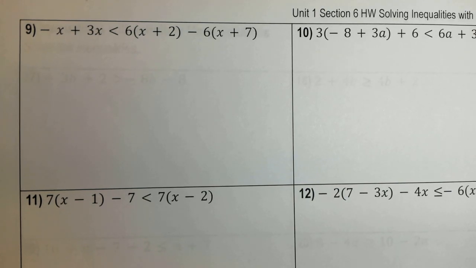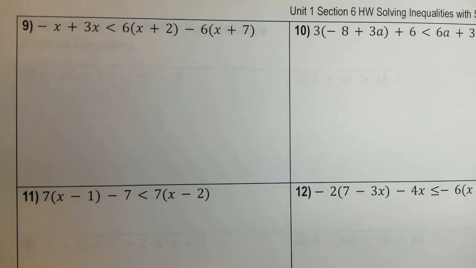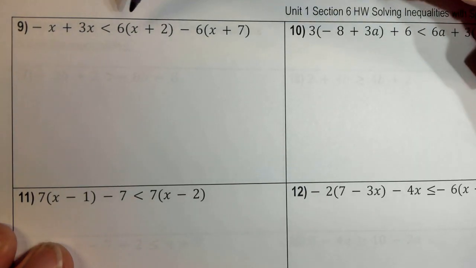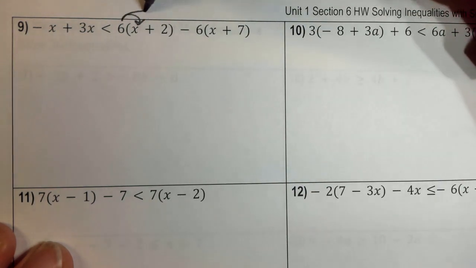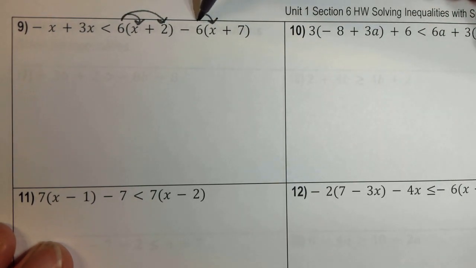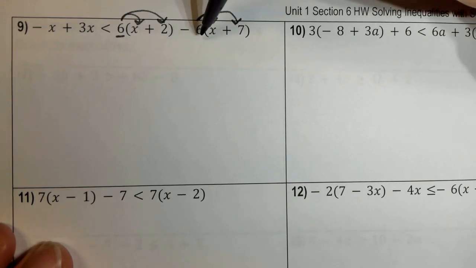Alright, this is Unit 1, Section 6, homework. This is the second page, 9 through 16. Alright, so number 9. Now we have two sets of parentheses we have to distribute on both of these before we do anything else. So you have to get rid of these.